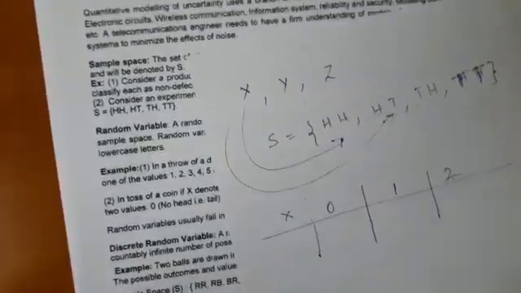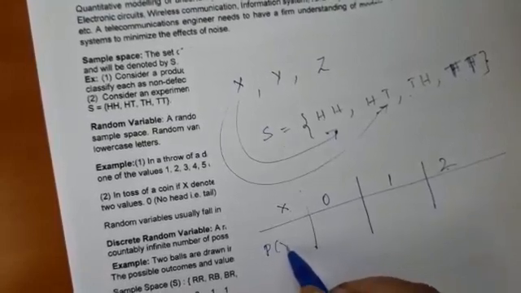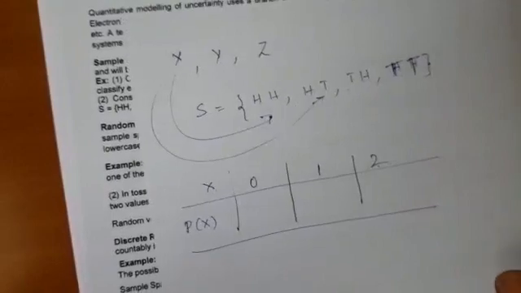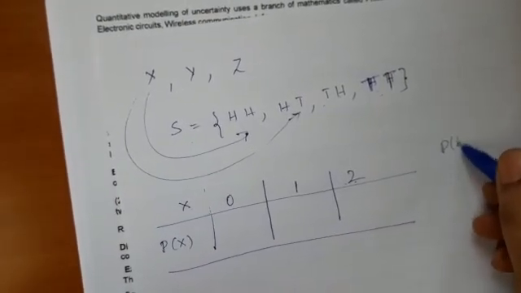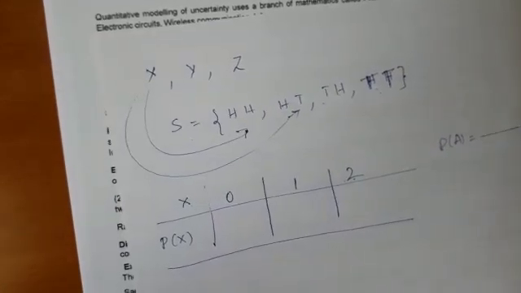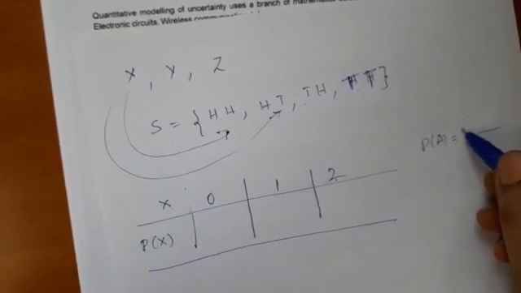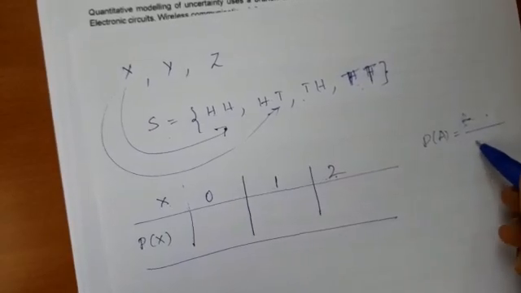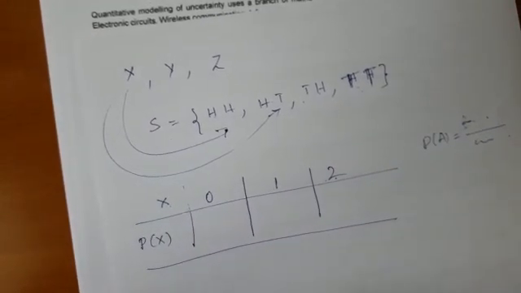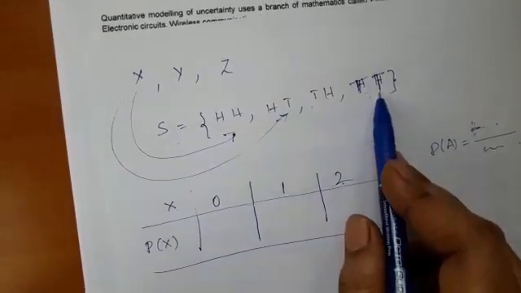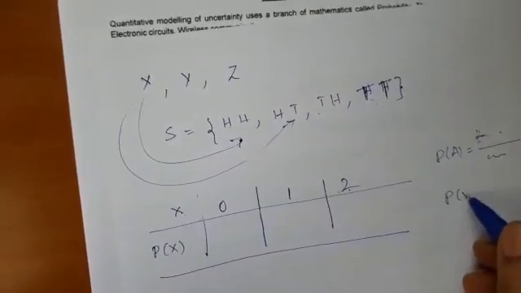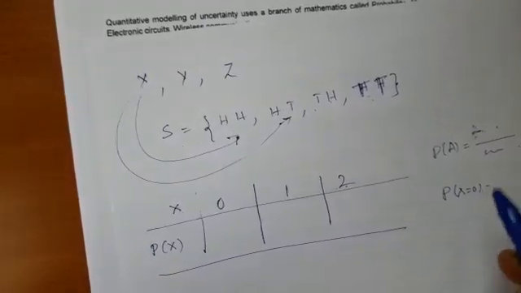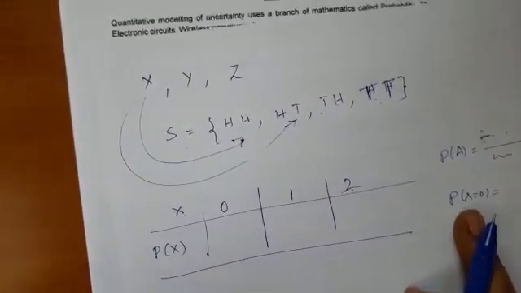Now, how to find the corresponding probability value, P of x? Everyone knows the basic definition of probability. Probability of any event is nothing but the favorable cases to the particular event divided by exhaustive cases, or the total number of outcomes. What is the total number of outcomes in the sample space here? 4.